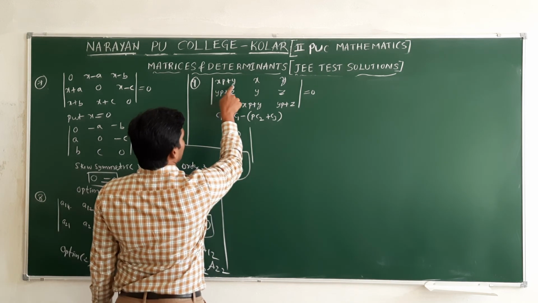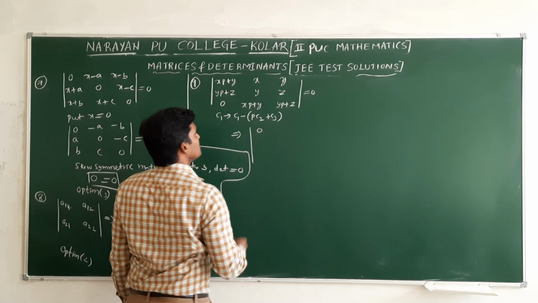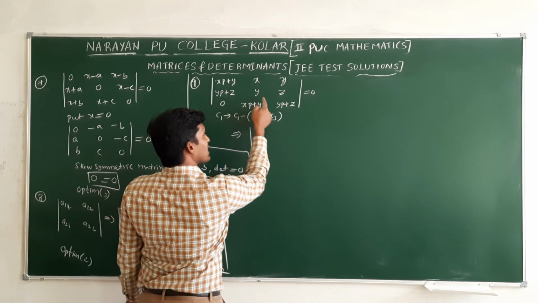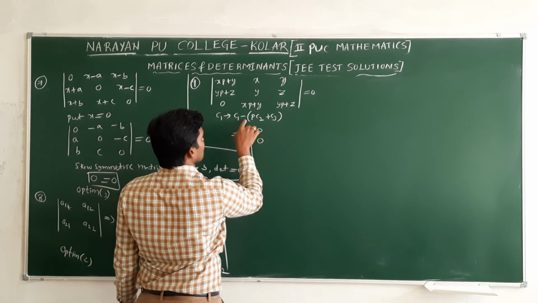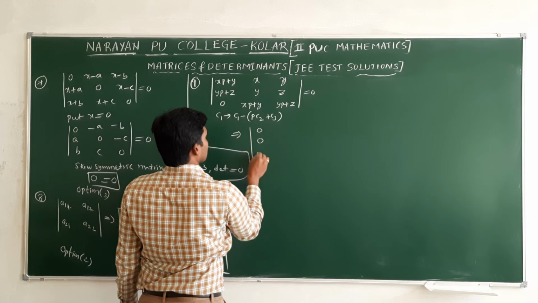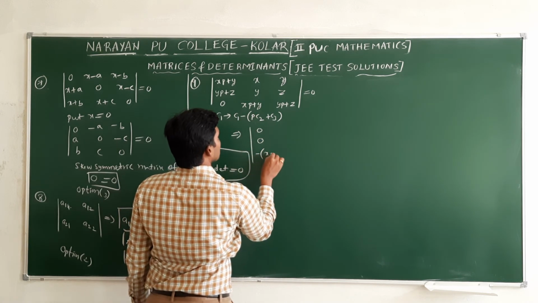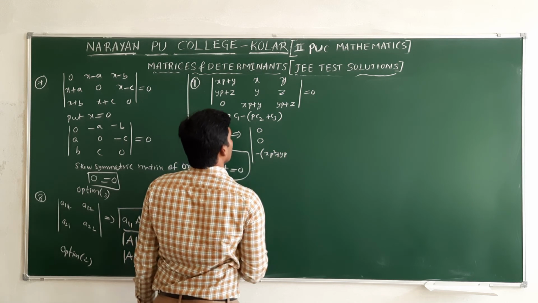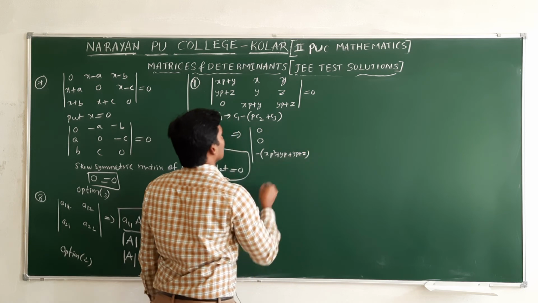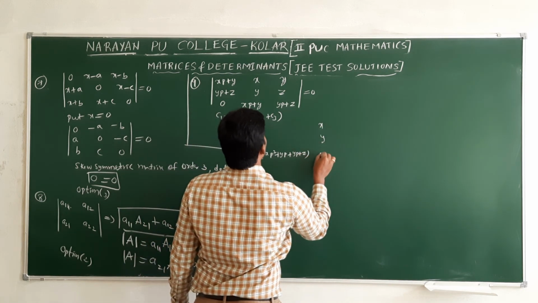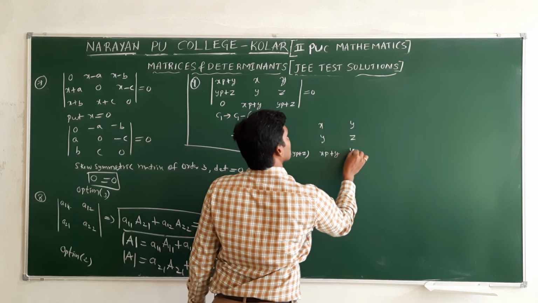What will come? C1 xp plus y, p into x, px plus y. Both are 0. Here yp, correct, yp plus z is also 0. Here 0, leave it. P into this one, that is p into this means what? Minus xp square plus yp plus c3. C3 means yp plus z. Here what? Second column, third column, no changes.